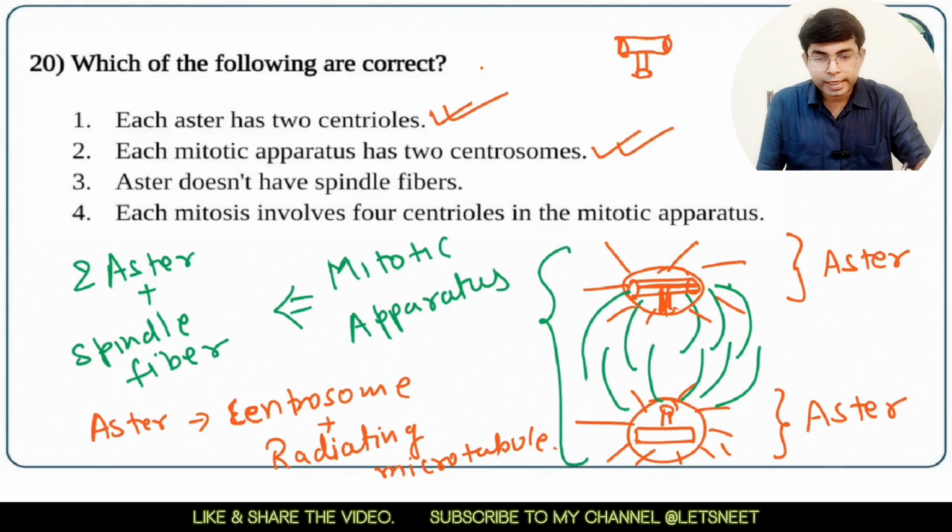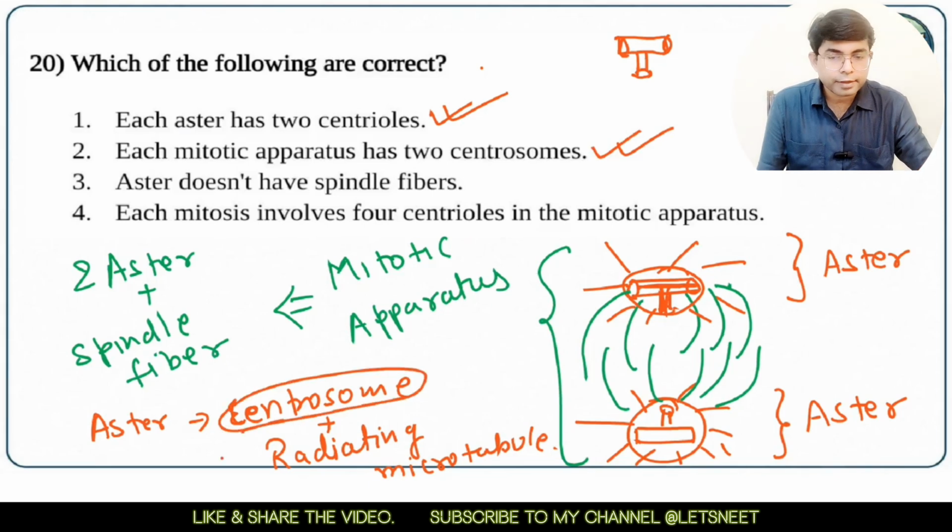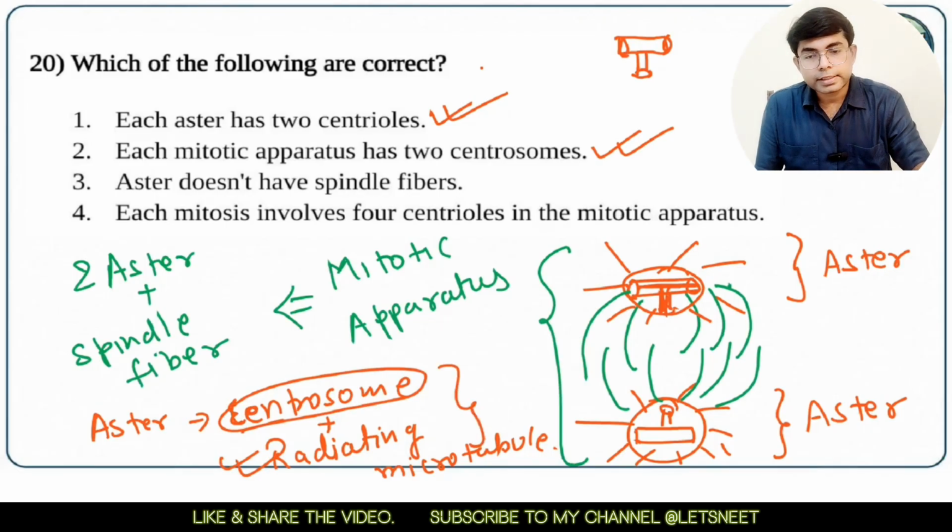This is also correct. See, aster is centrosome plus radiating microtubules. So where is the spindle fiber here? No. If I add spindle fiber to aster, then it becomes the mitotic apparatus. So aster doesn't have spindle fiber. This is also correct. Each mitosis involves 4 centrioles in the mitotic apparatus.